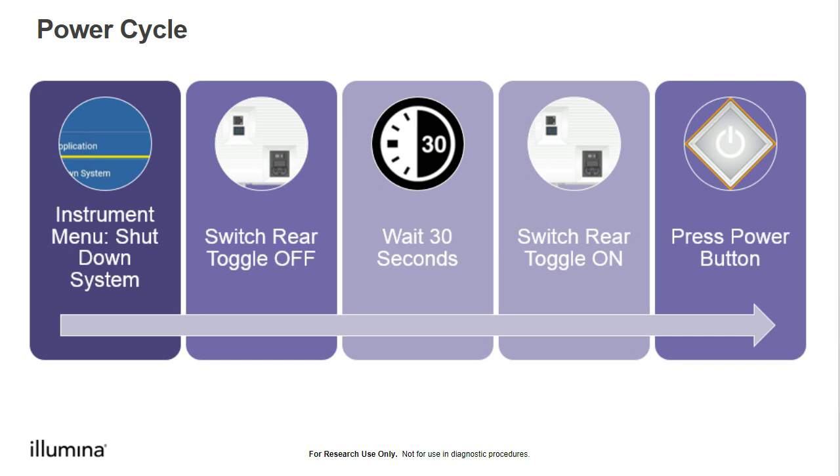Once that timer has expired, you can go ahead and switch the rear toggle switch on, and then you should see that power button start to glow. You can press that power button, and then it'll turn on the actual computer, and then that iSeq control software will initialize after you log in. Whenever you hear a technical support rep mention power cycling, that's generally the workflow they're talking about: this shutdown, physically turning the instrument off, waiting, and then bringing it back up.